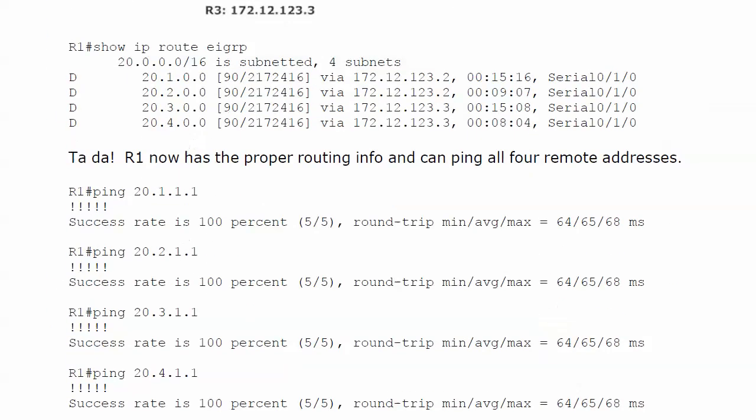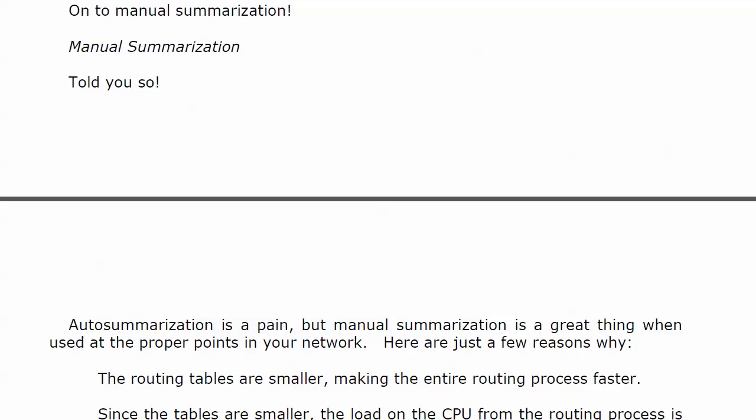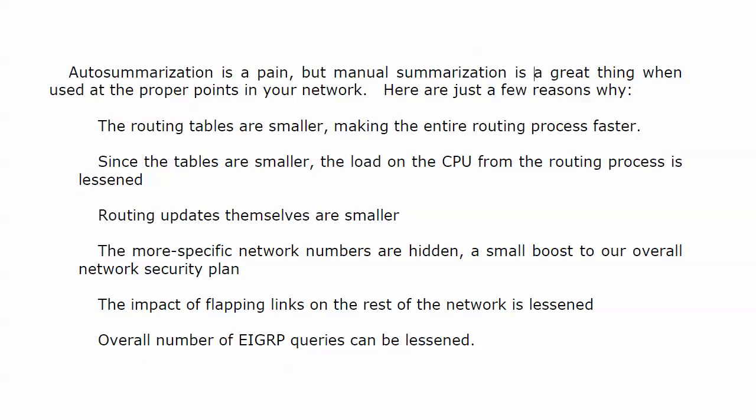And now I want to lead you into a discussion of manual summarization. And now you're thinking or saying out loud, geez, you spent the last 8 minutes 25 seconds telling me that auto summarization is terrible and it's usually always turned off and it can lead to problems with suboptimal routing or not getting our routing done at all when we're using discontiguous networks. All that is true, but I believe I also threw in that summarization is a great thing when used at the proper points in your network.